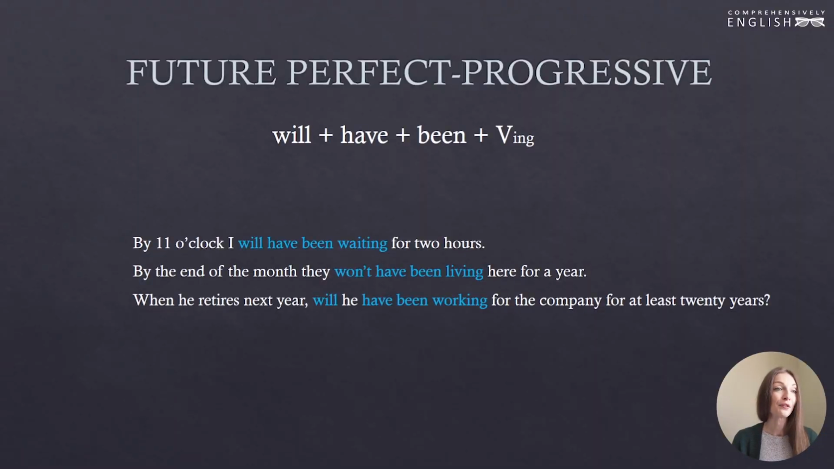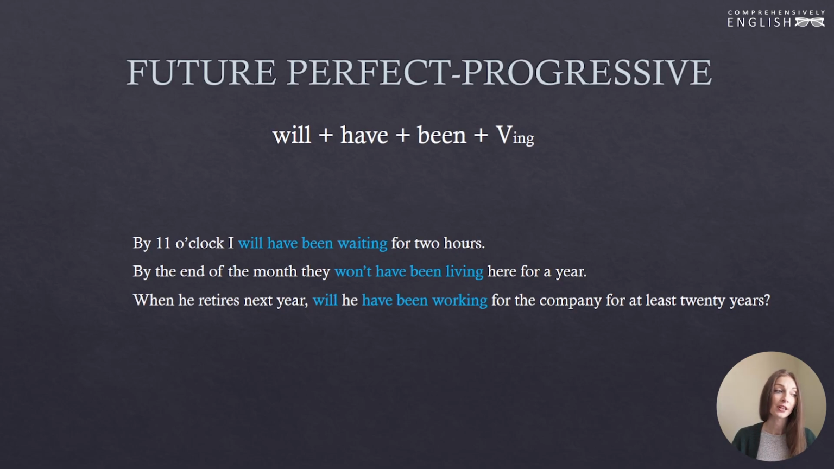So let's take a closer look. We form the future perfect progressive with the help of will, have, been, and the main verb with the ending -ing. By 11 o'clock, I will have been waiting for 2 hours. By the end of the month, they won't have been living here for a year.